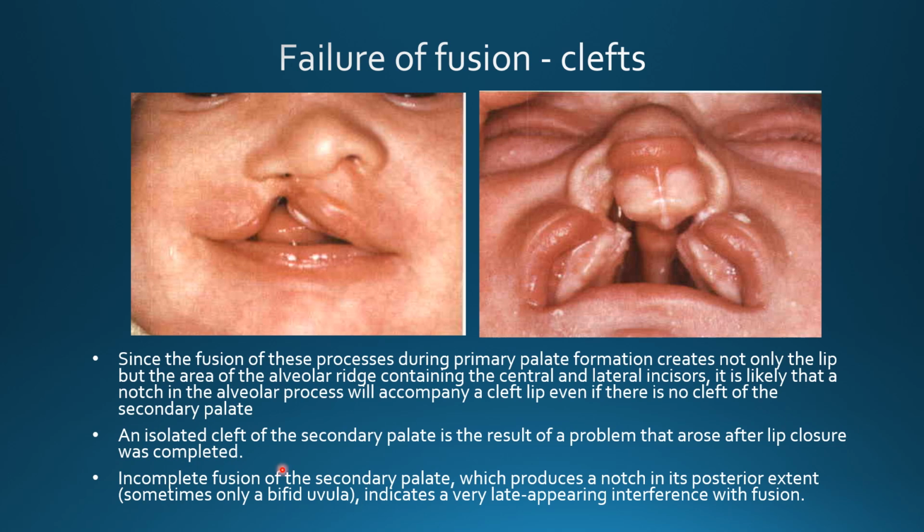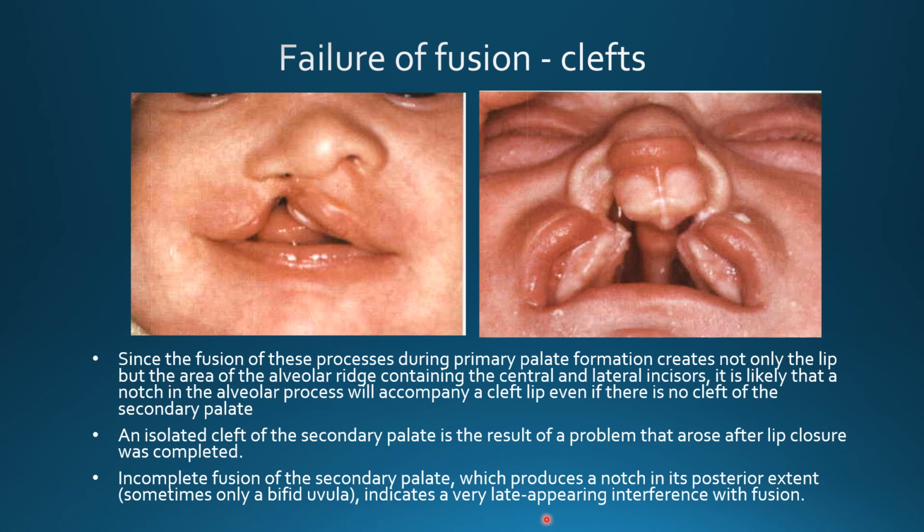An isolated cleft of the secondary palate is the result of a problem that arose after lip closure was done and completed. Incomplete fusion of the secondary palate, which produces a notch in its posterior extent, is something that happens. Sometimes it's a bifid uvula. This indicates a very late appearance of the interference with fusion.